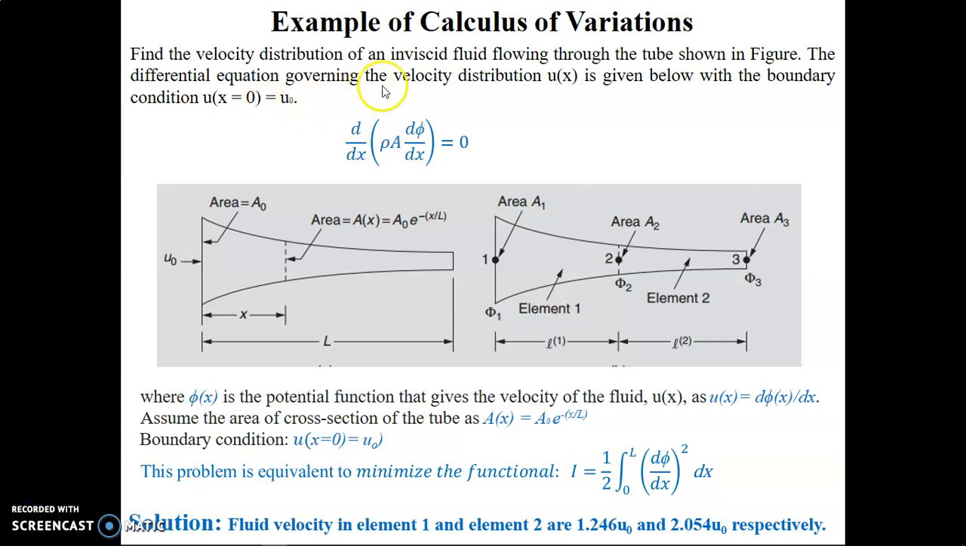So this is another example for home practice for the variational approach. Here we have to find the velocity distribution at the two nodes. At the first node it is already given. So here it will represent the flow of the fluid through a converging passage. So the whole of the system has been discretized into two elements. Element 1 will be connecting one node and second node, and element 2 will be connecting second and third node.